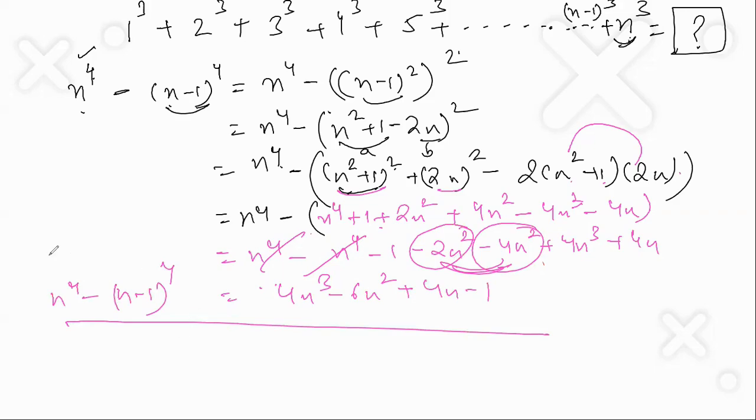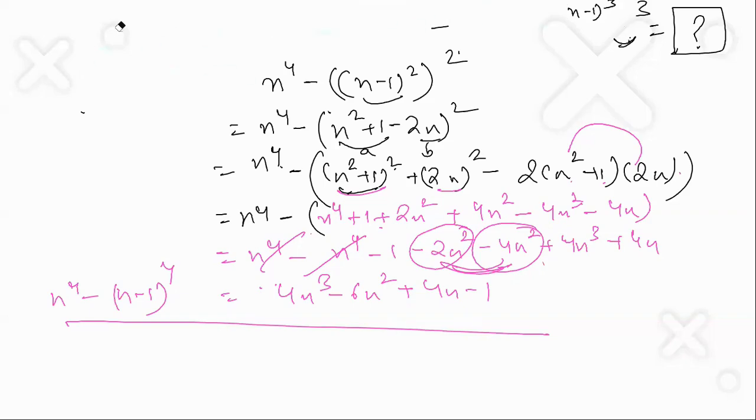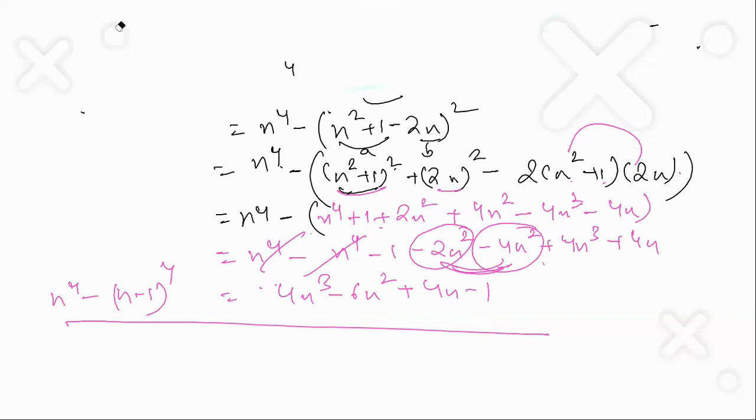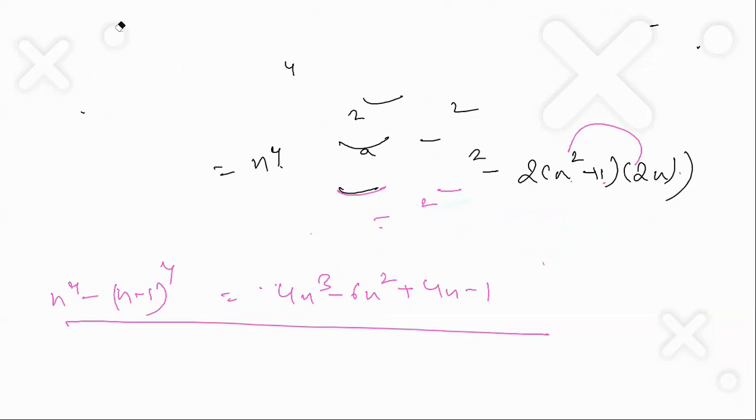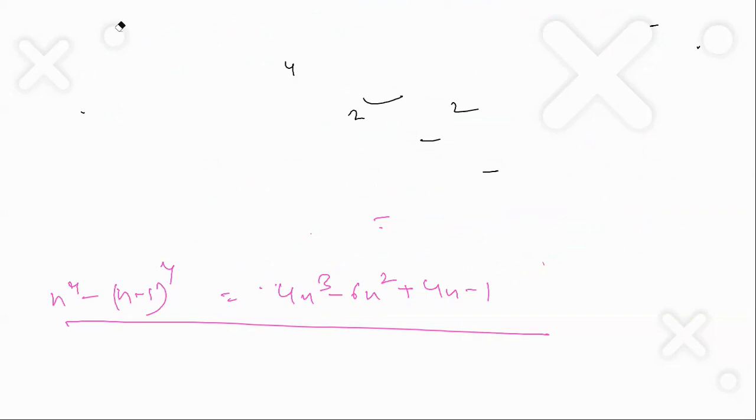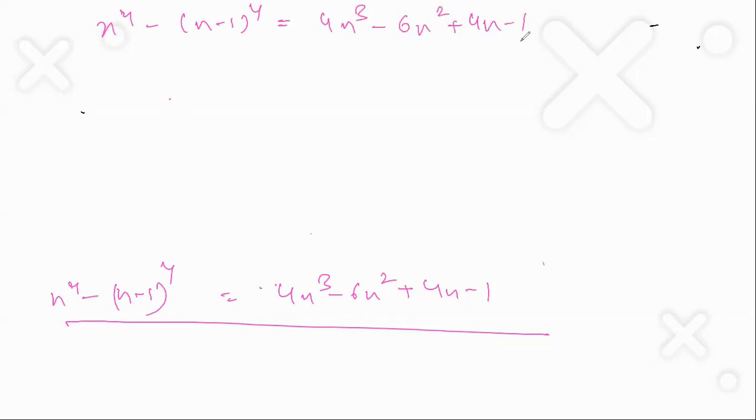Okay, so let's move to the next step. Now we don't need this calculation. I'm writing this one on the top because I want this now. So n raised to the power 4 minus n minus 1 raised to the power 4 is equal to 4n cube minus 6n square plus 4n minus 1.